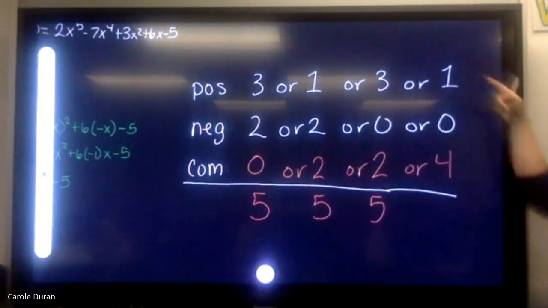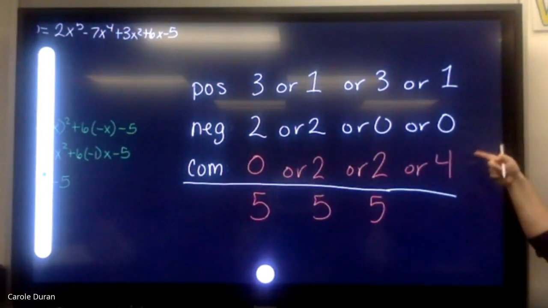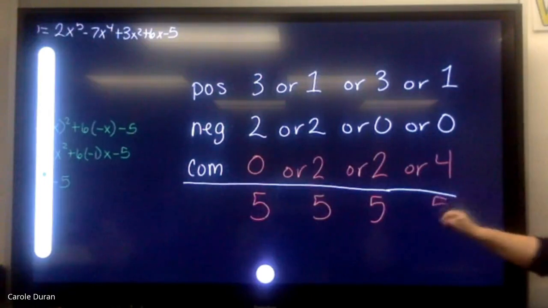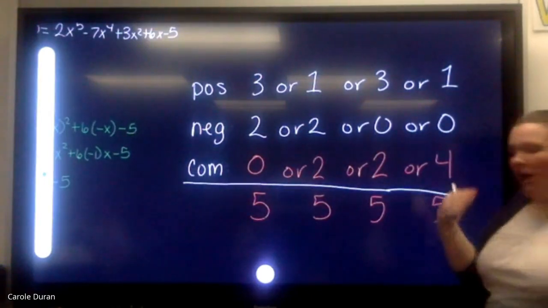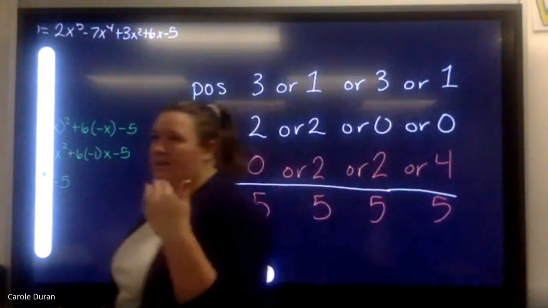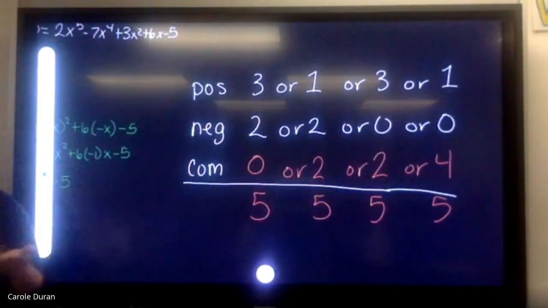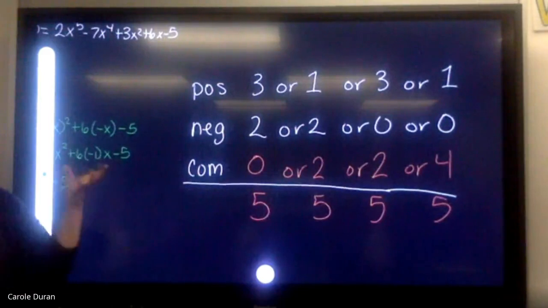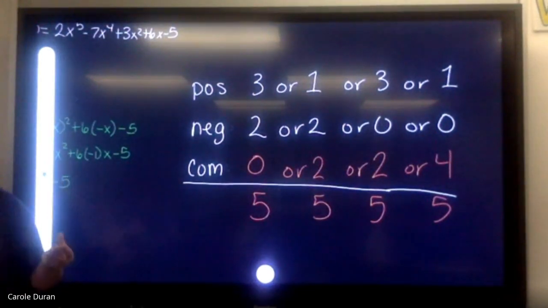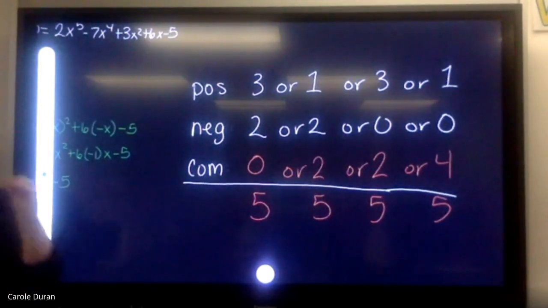Because if I had 1 positive and no negatives, I would have to have 4 complex to make it equal 5. So this is called completing Descartes' rule of signs table, which just allows us to know the types of roots that are possible. This is more helpful when we get no sign changes occurring, which tells us we can exclude completely a type of root. So either we'll have no positive roots or we'll have no negative roots.